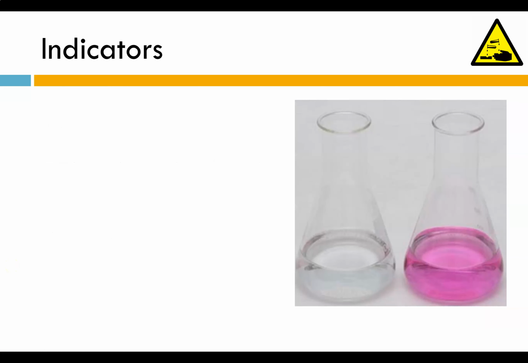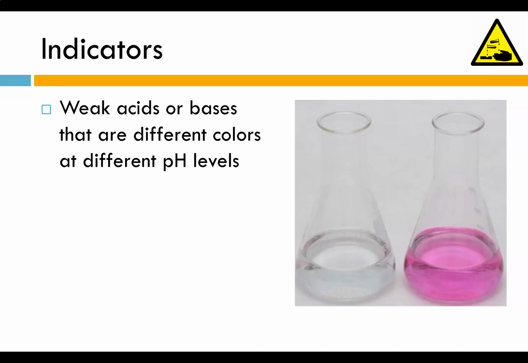There are many different indicators that chemists can use in the lab. We're going to talk about a handful of them for our class. Basically, an indicator is just a weak acid or base, and it's going to change colors at different pH levels. So what we have in this picture here is an indicator called phenolphthalein. Phenolphthalein in an acidic solution is clear. And in a basic solution, it's going to turn this pink color. And it's that change of color that would indicate or signal to the chemist running the experiment that it is time to stop the titration.